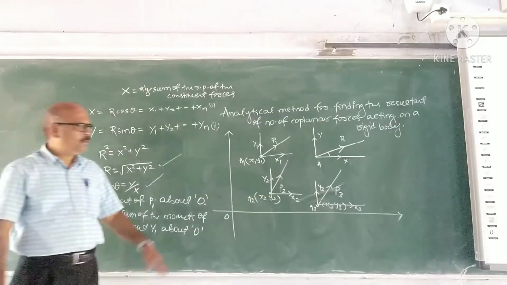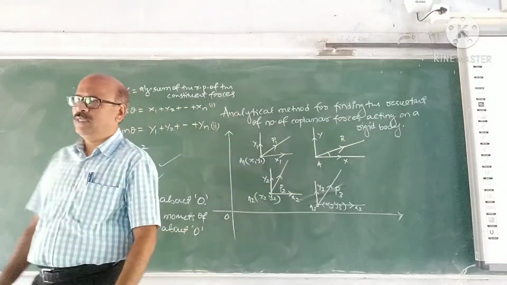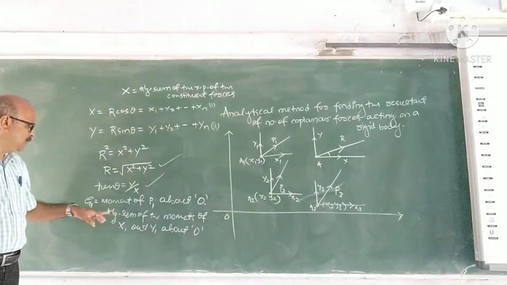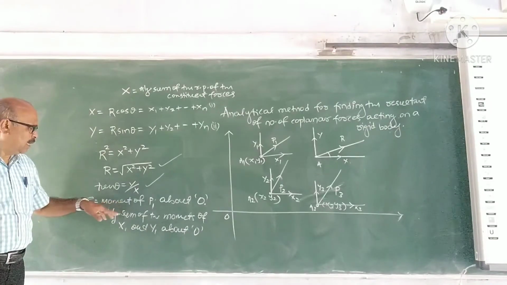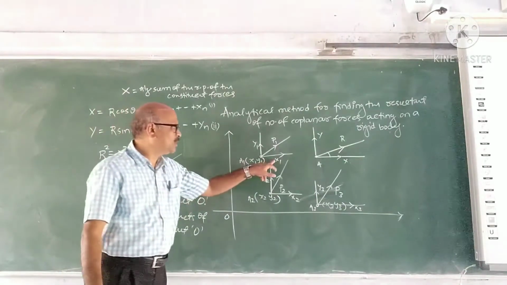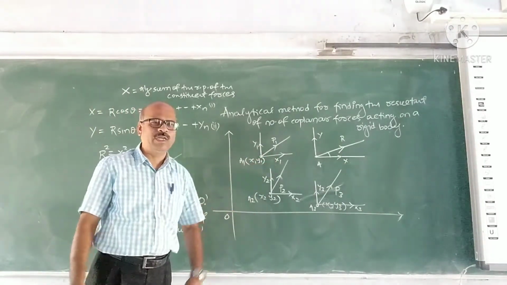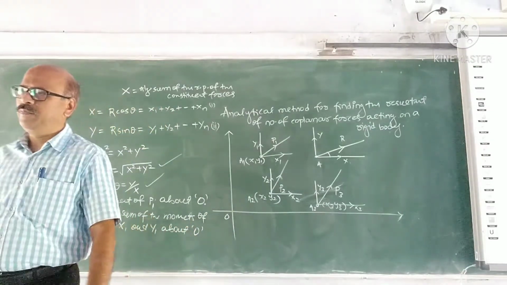Next we are finding the equation for R. For that we use moments. What is the moment of this P1 about O? It is the same as the sum of the moments of X1 and Y1 about O. What is the moment of X1 about O? Anybody?